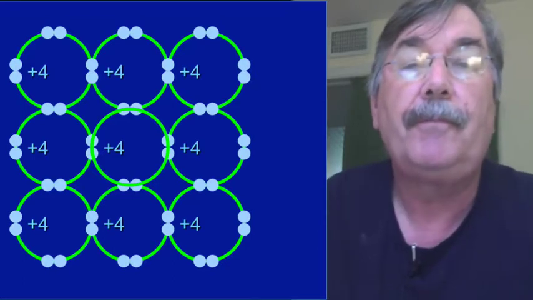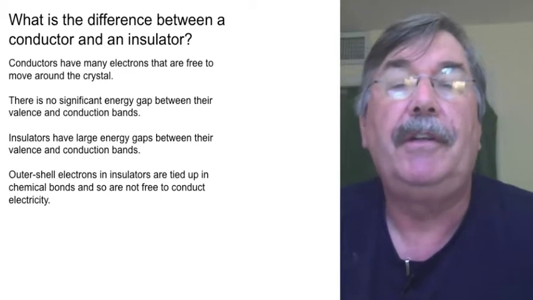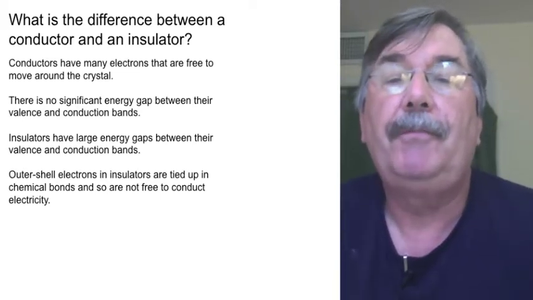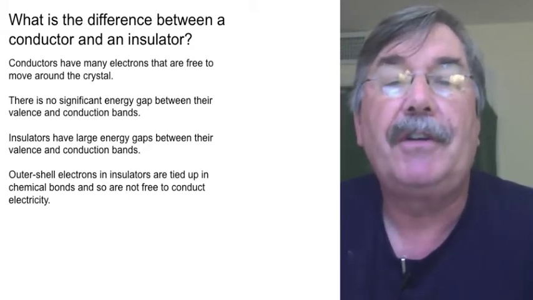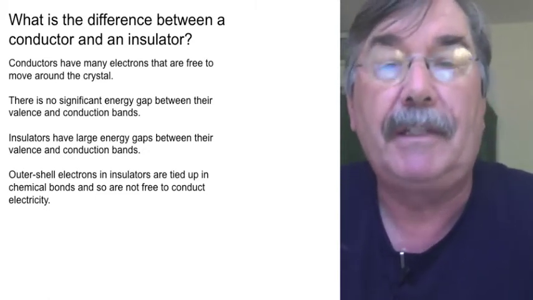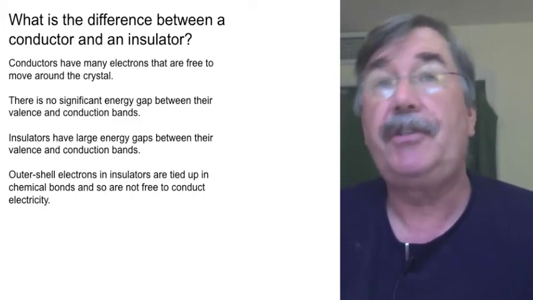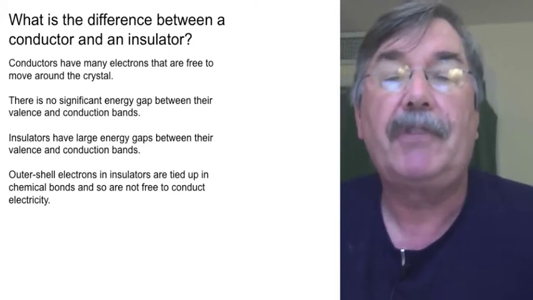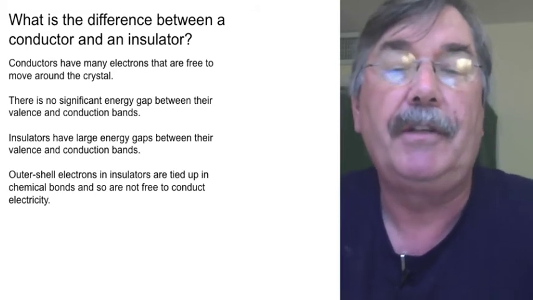So to summarize, what is the difference between a conductor and an insulator? Well, conductors have many free electrons that are free to move around the crystal. In terms of the energy bands, there's no significant energy gap between the valence and conduction bands in a metallic conductor. On the other hand, insulators have large energy gaps between their valence and conduction bands. And the outer shell electrons in insulators are tied up in the chemical bonds, and so they're not free to conduct electricity.